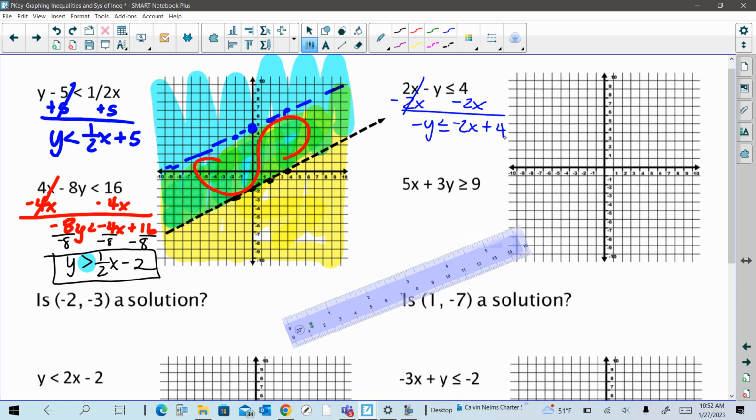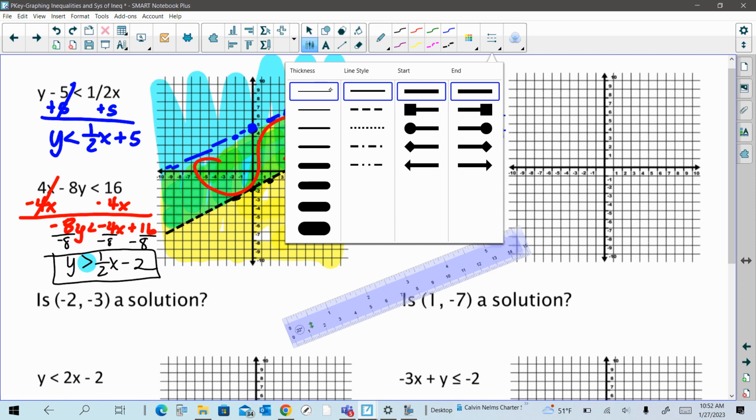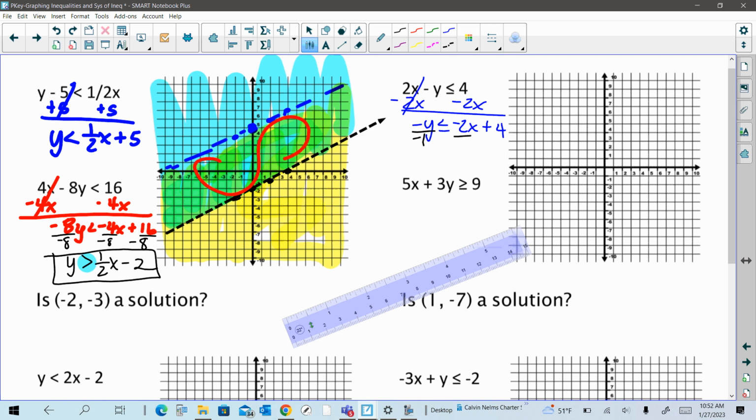Can we leave it like that? No. Good. So divide by -1, and what's going to happen here? Flip the sign. Okay, y is now greater than or equal to positive 2x minus 4. That's our new inequality. So start at -4, and we're going to move a slope of 2. So up 2 to the right 1, or down 2 to the left 1.